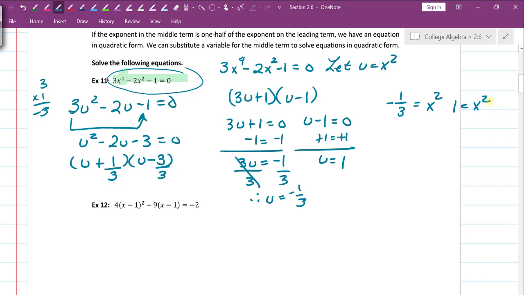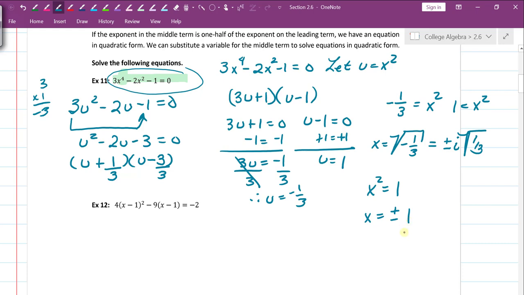In order to solve this equation right here for x, I need to take the square root of both sides. So I'm going to get x is equal to the square root of negative 1/3, which is equal to positive and negative, I can pull out my negative, square root of 1/3. And then on the other one here, I have x squared is equal to 1. Take the square root of both sides. I'm going to get x is equal to positive and negative 1.